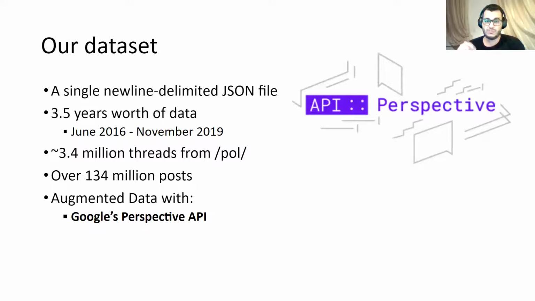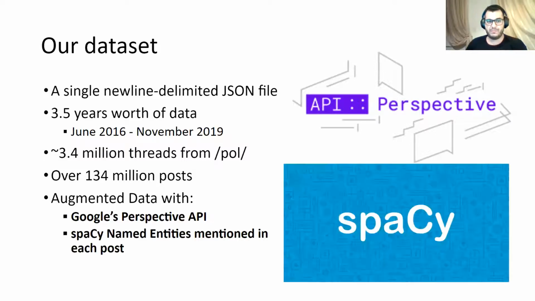Importantly, we augment each post in our dataset using Google's Perspective API to show how toxic the post is. Each post has the Perspective API score based on how toxic, inflammatory, etc. it is. I'll discuss this further. In addition, each post is labeled with the named entities mentioned in the body of the post using Python's spaCy library. A named entity might be an organization, a real person, a location, a number, and so on.